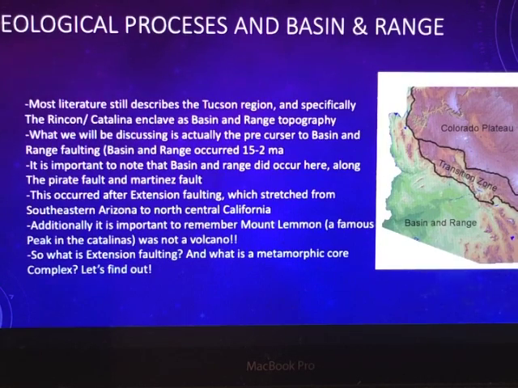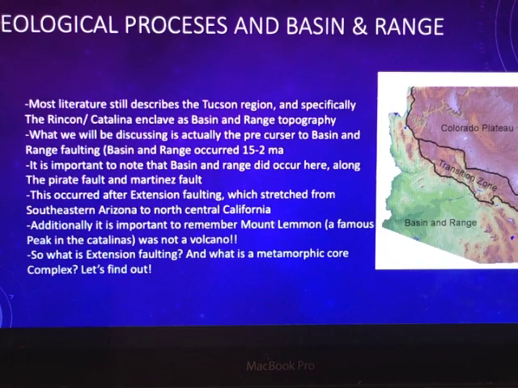We will begin by prefacing this discussion and eliminating some bad information that is currently out there on this region. If you look to the map on the right-hand side of the page of Arizona, you will see that this area is regarded as basin and range province. Now, it is true that from 15 to 2 million years ago, this area did have basin and range fault, which includes the western aspect of the Catalina Mountains, also known as the Pirate Fault, as well as the eastern aspect of the Rincon Mountains, also known as the Martinez Fault. These mountains were not formed by this process.